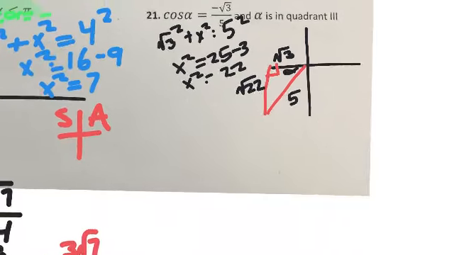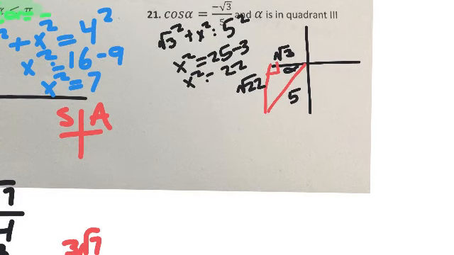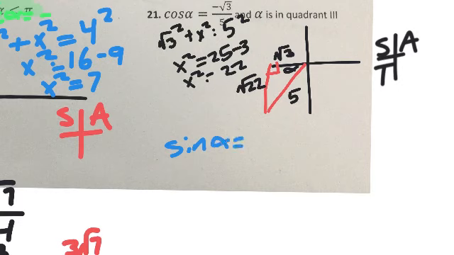Okay, so I know cosine, so when I'm finding my other trig functions, I'm in the third quadrant, so only tangent and cotangent will be positive. Everything else will be negative. So I would say sine of alpha. Sine is going to be the opposite over the hypotenuse, and again that's negative because I'm in the third quadrant.